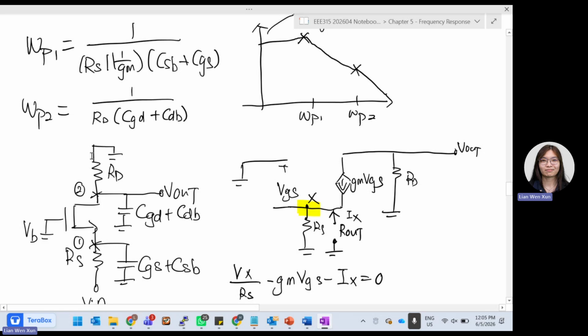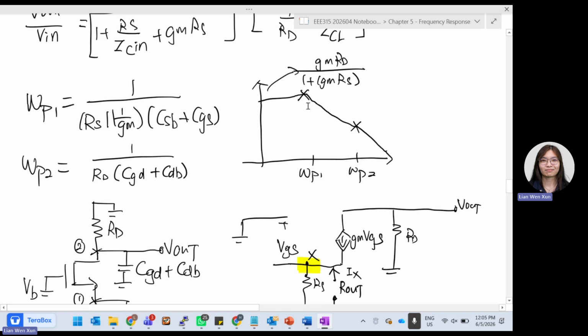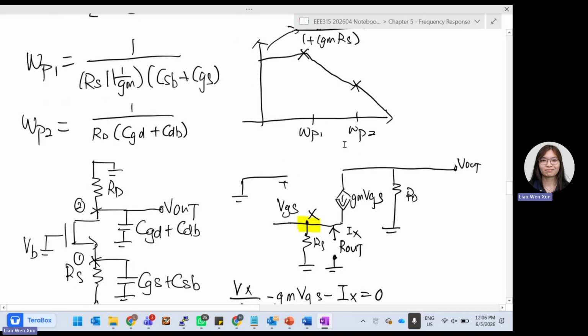Pole number 2, you only got RD, and then you only got CGD plus CDB. Then you can straight away draw out the 2 poles already. The Bode plot shows that it will drop 2 times. However, what is the gain? This is a common gate, but we have added so many things here and there. We might need to figure out what exactly is the gain of it.